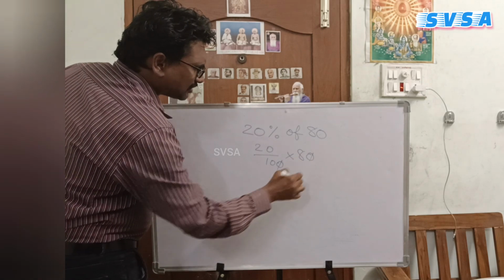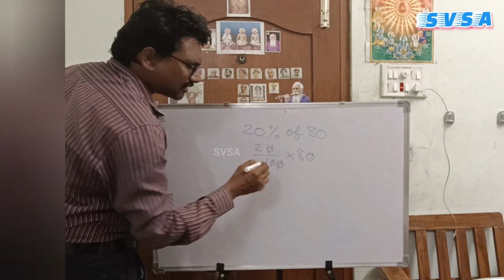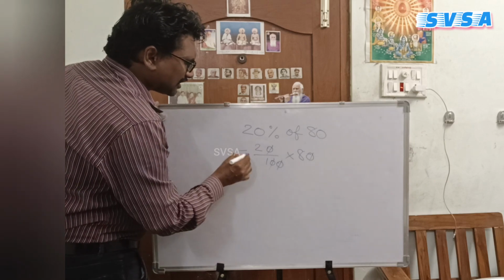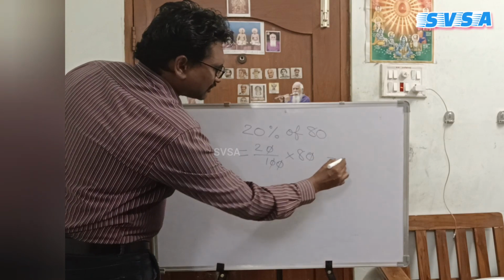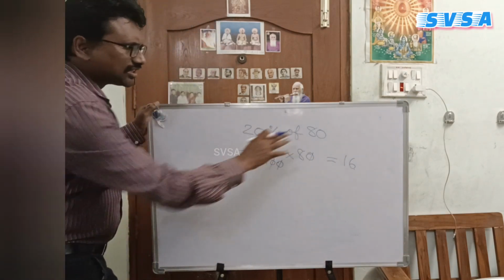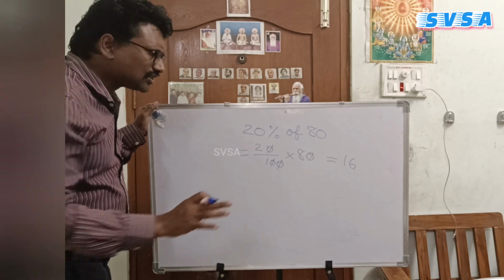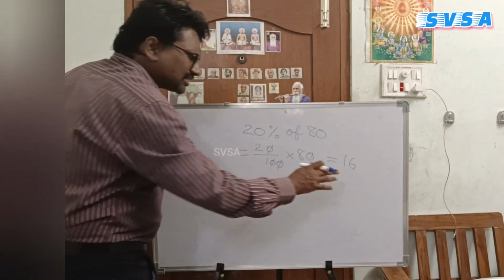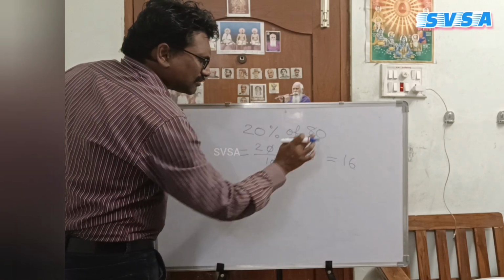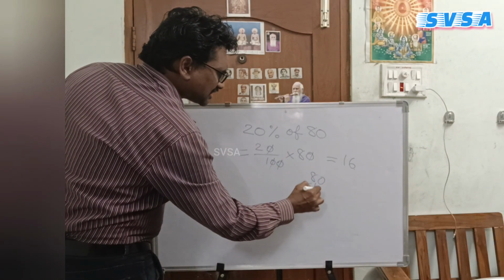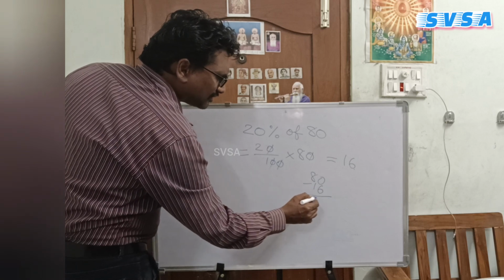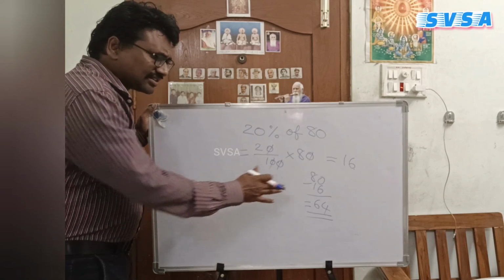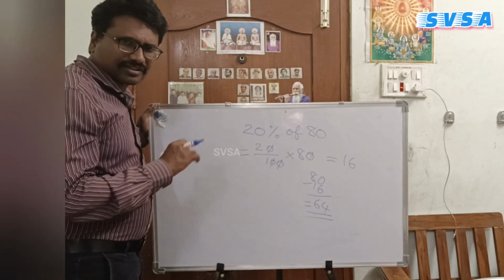This 0 and this 0 cancel. Then in the numerator there are 2 into 8, that is equal to 16. 20% of 80 is 16 rupees. We should deduct this 16 rupees from 80. It means subtract this 16 rupees from 80. 80 minus 16 is equal to 64. We should pay 64 rupees to the shop owner.